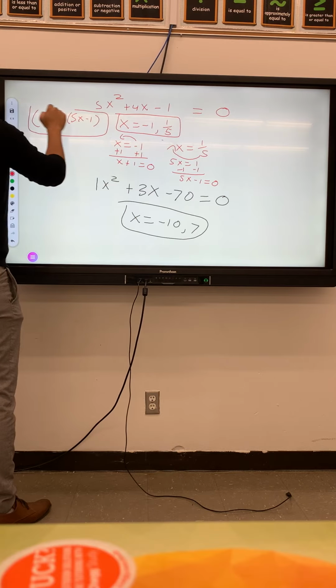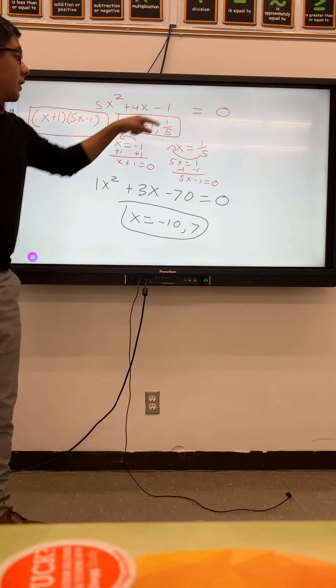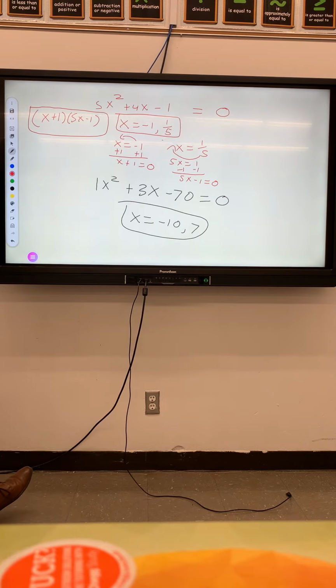If we use the box method to multiply these two, we should get this full quadratic equation. And so that's what we're doing. We are factoring this out, and we're writing it out in factored form.